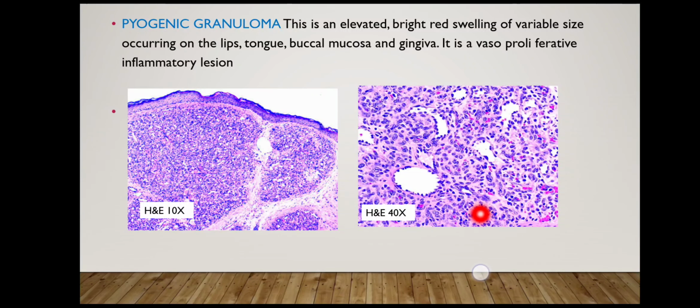Like I'm pointing out the multi-segmented neutrophils here. So all these acute inflammatory cells can also be present in the area along with extravasated RBCs. So this mostly favors pyogenic granuloma.